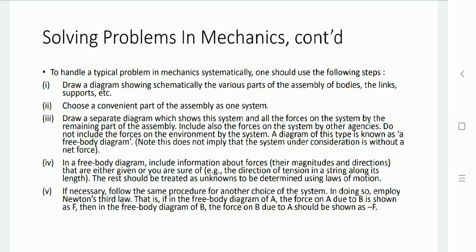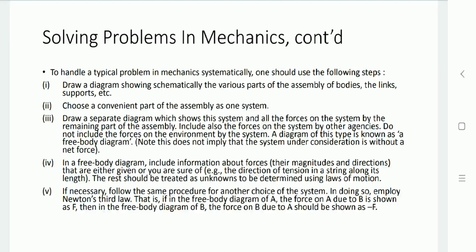We include all the forces applicable on that particular object. We do not include the forces exerted by that object on the environment. That diagram is known as a free body diagram. In this free body diagram, we include all the information regarding the magnitude and direction of forces, and the rest should be treated as unknowns to be determined using the laws of motion.